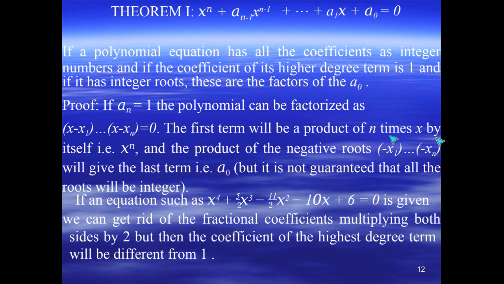So the first term will be the product of n times x itself, x to the power n, as we see, and the product of the negative roots, minus x1 to minus xn, will give the last term, a0. But it's not guaranteed that all the roots will be integers. This is the problem. We should be able to find some integer roots and factorize x minus this root, x minus x1, and so on.